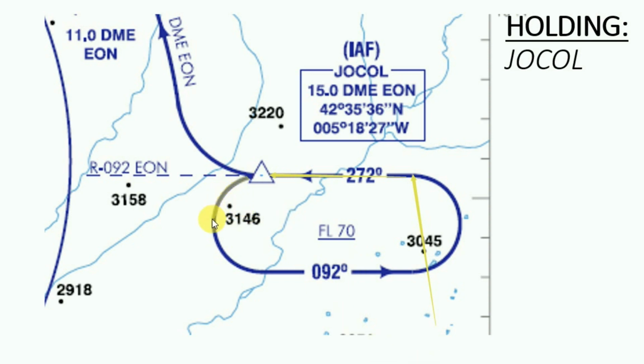So we will pass the station and we will go for an outbound leg 092 for 1 minute. We will take time, remember, winds level or DME 15, whichever happens latest, for an outbound leg 092 for 1 minute, and then we will turn left back to catch inbound 272 back to Jokol. That should be our practice holding that we must perform over the Jokol VOR, over the Jokol fix.